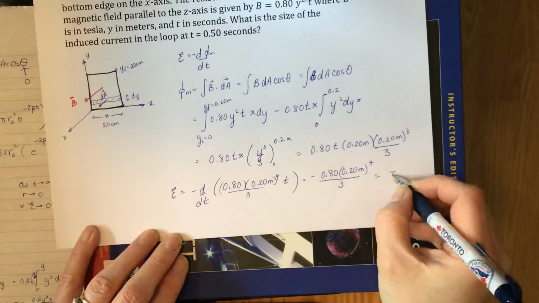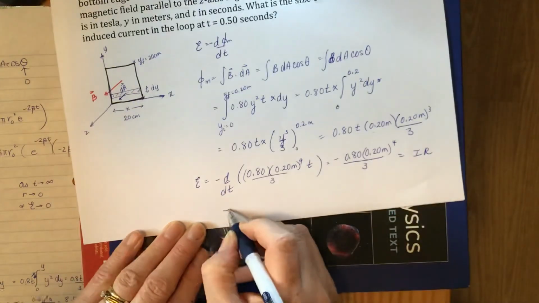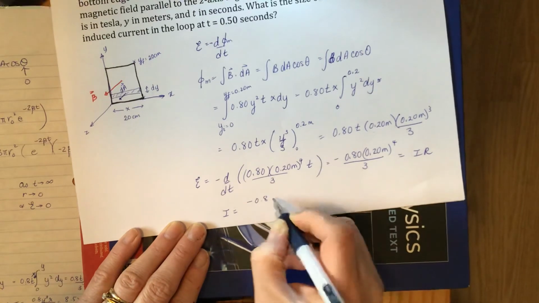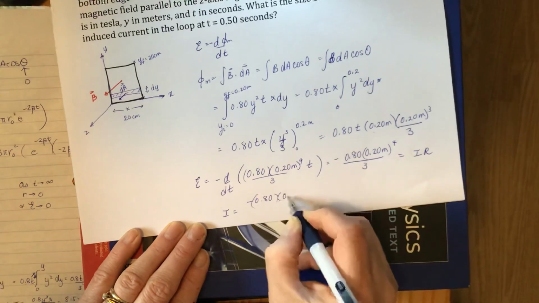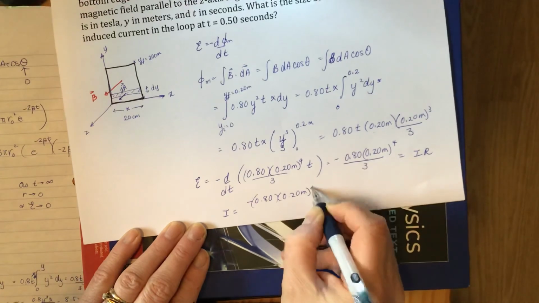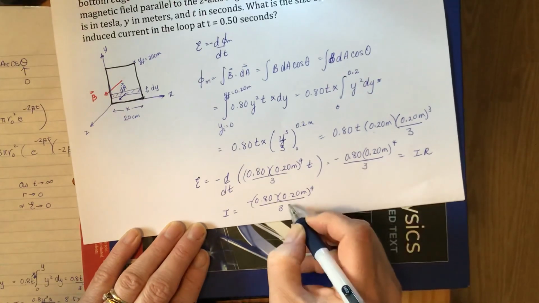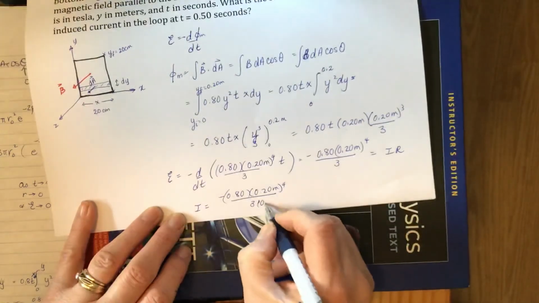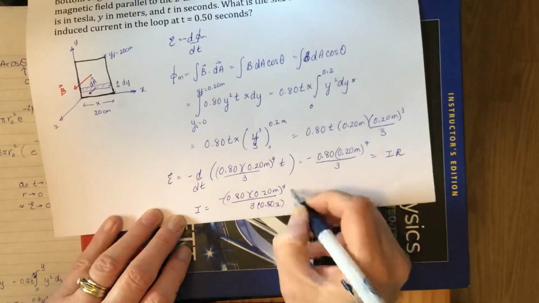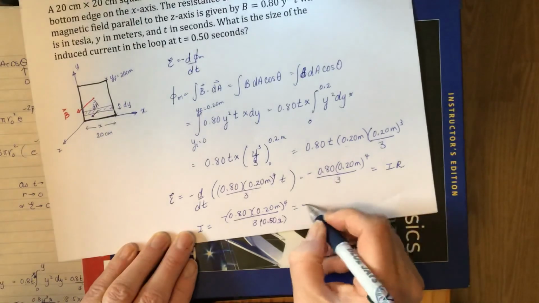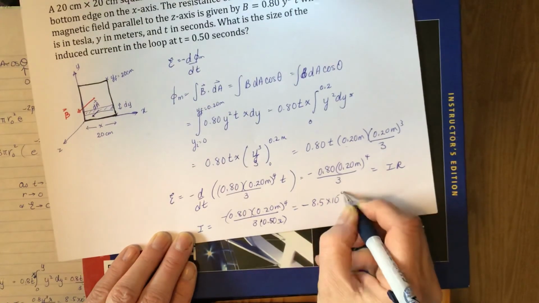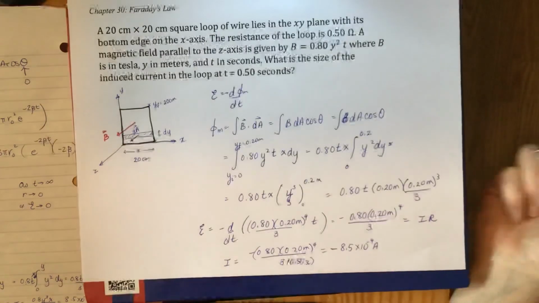So we know potential is current times resistance. So our current I is going to be our potential divided by the resistance, which was 0.5 ohms. Gives an induced current of, we get a minus sign here, 8.5 times 10 to the minus 4 amps.